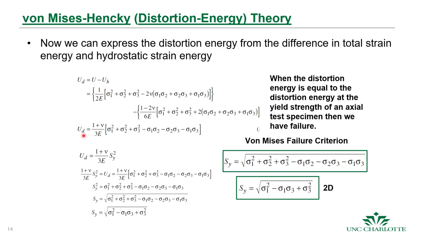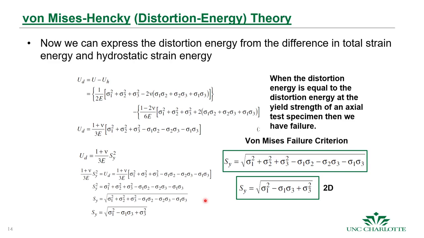That is related to the principal stresses. Well, it turns out that the strain energy is also equal to the yield stress squared. If we say the state of stress is equal to the yield stress squared, then the yield stress squared, which is equal to the distortion strain energy, is equal to this expression. We were able to introduce this just by saying this is the yield stress of the material, and that yield stress is related to that distortion energy. So by doing that, we get an expression for the yield stress for that material in terms of the principal stresses. This is for the 2D case, and this is for the 3D case. And this is our von Mises failure criteria.